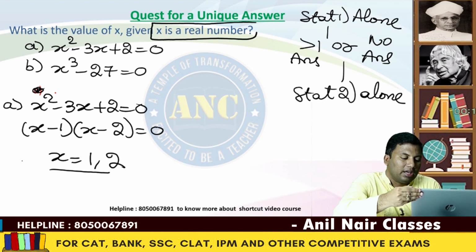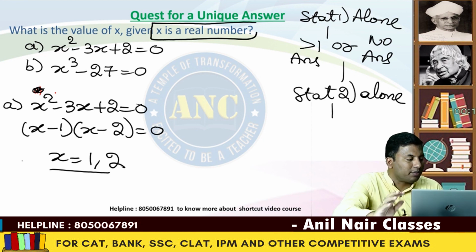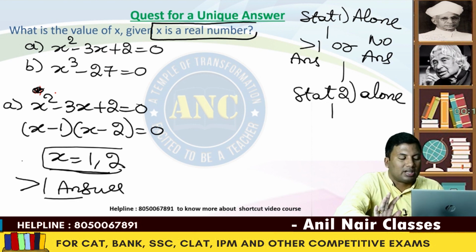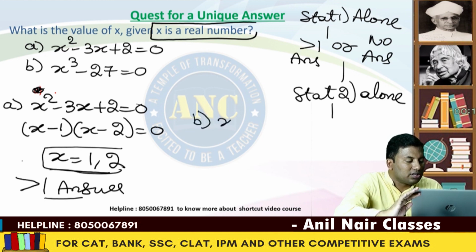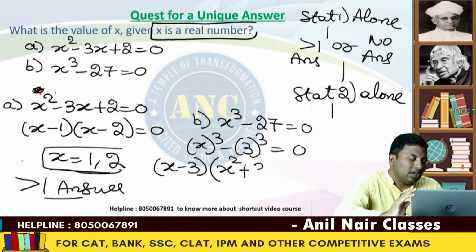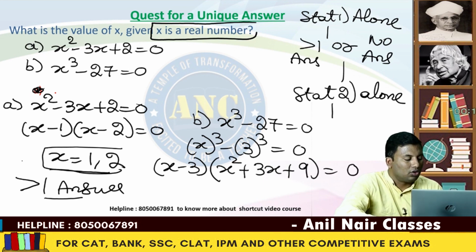Statement 2 alone. If statement 2 is taken alone, x is 1 comma 2. So I got greater than one answer. If you got greater than one answer, you will go to statement 2. Statement 2 is x cube minus 27 equivalent to 0. These are nothing but x cube minus 3 cube equivalent to 0. A cube minus b cube is (a minus b) into (a square plus ab plus b square) equivalent to 0. So this is nothing but a quadratic expression.